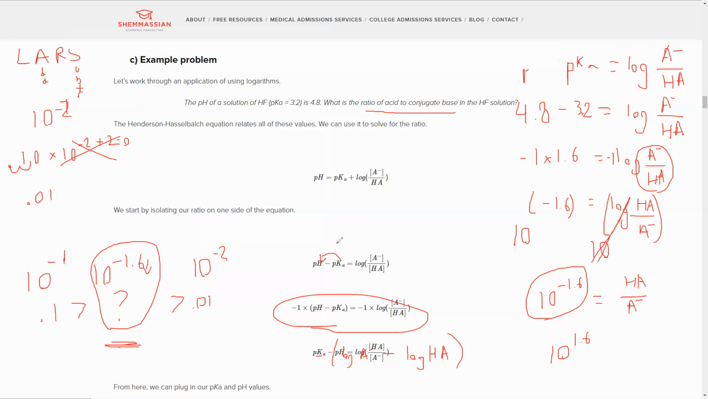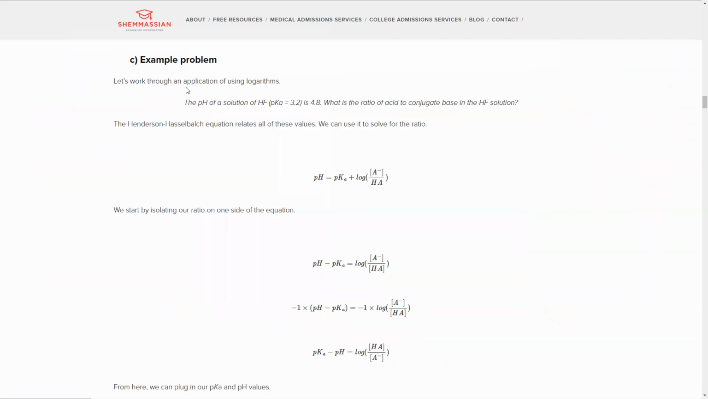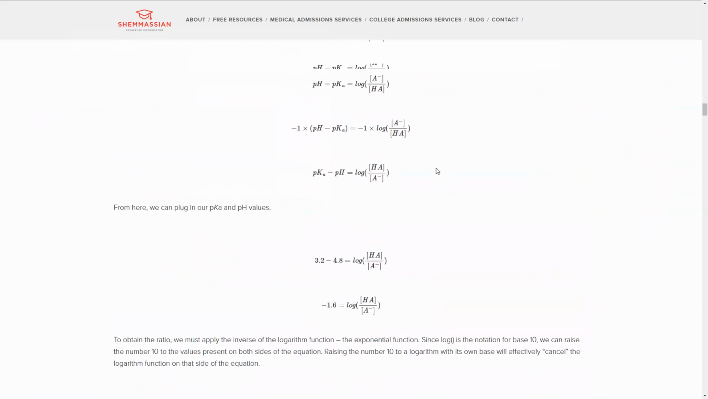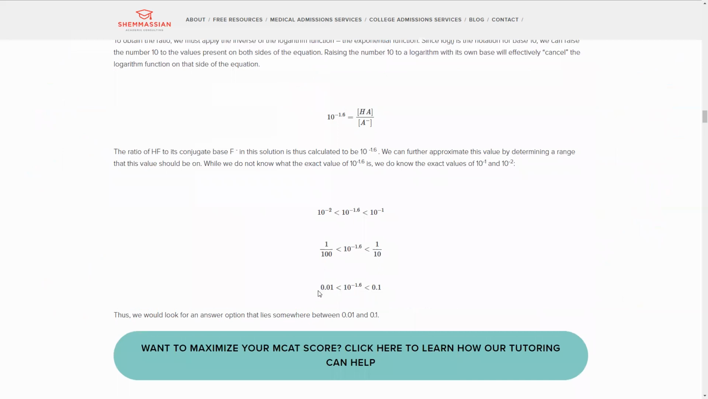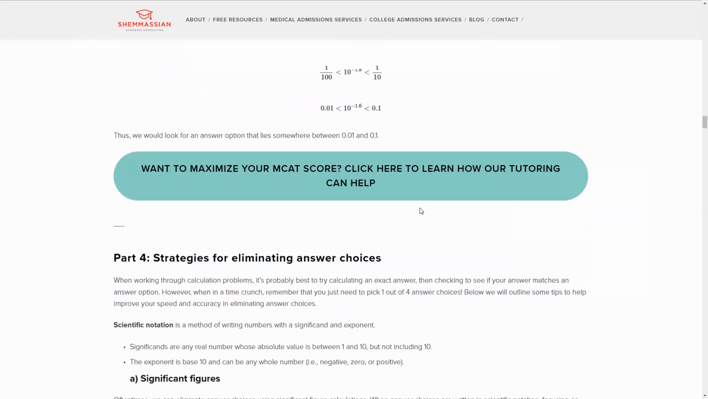Okay, so I'm going to clear this off and we're going forward. And so you see that's essentially what they're saying. We would look for an answer option which lies somewhere between 0.01 and 0.1. That's all we can do in this scenario.